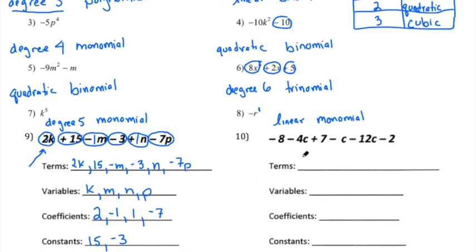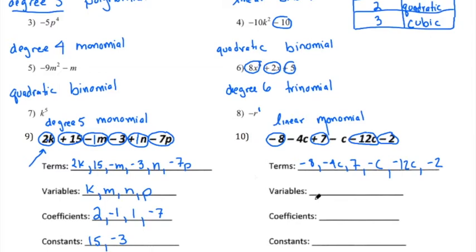Let's go ahead and do number 10 the same way. Listing our terms. Okay, I think it does help to take a second and circle the terms with their sign in front. Okay, so we have 6 terms. I'm going to go ahead and list them out. Negative 8 is a term. Negative 4c is a term. 7. I've written so big I can't see what I've got under there. Make sure. Okay, they were both c's. Okay. All right, we've got negative c as a term, negative 12c, and negative 2.